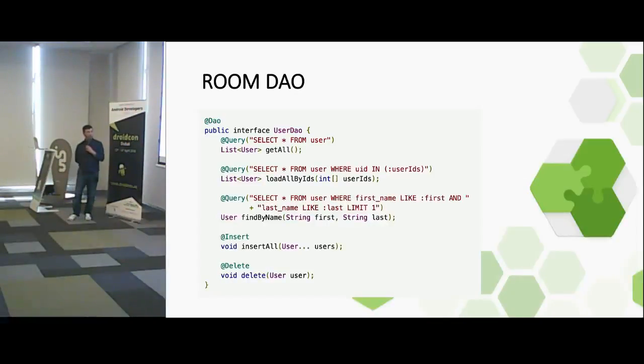This is our UserDao, and it's only an interface. Most of the time we have to provide implementation to DAOs, but in Room it's not like that. And we can annotate some methods.